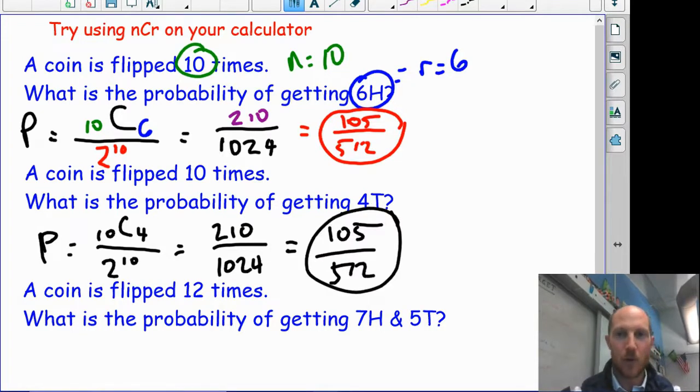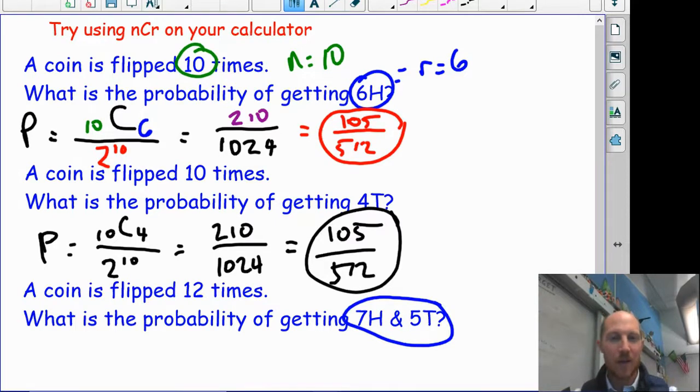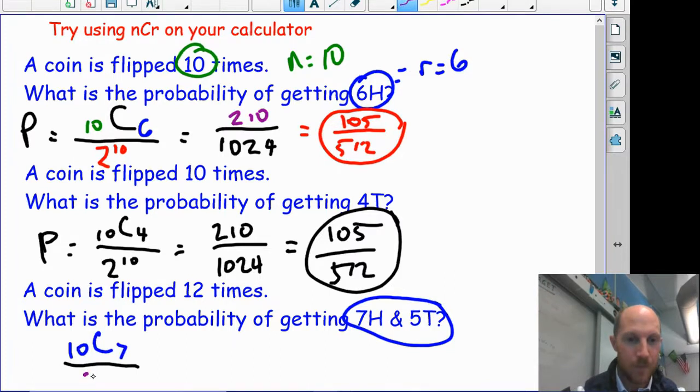All right, last one. A coin is flipped 12 times this time. What's the probability of getting 7 heads and 5 tails? 7 heads and 5 tails means the same thing. There's 12 coins. The number of heads and the number of tails have to add up to make 12. They've all got to show one or the other. Pick one, either 7 or 5. Use that for your calculation. It doesn't matter which one you pick. They're both the same. So 12C7, I'm going to do that one because it's listed first. And then for my denominator, 2 to the power of 12.